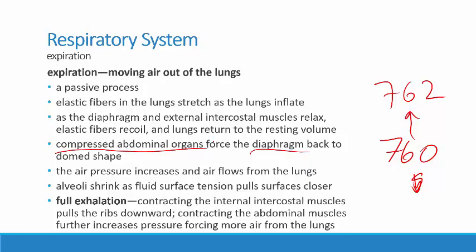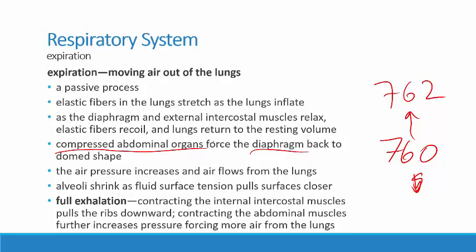The alveoli inside the lungs will also shrink. Surface tension of the water will pull the alveoli closed a little bit more, and that even forces the air out of the alveoli back into the respiratory passageways. The increasing air pressure in the lungs forces all that air up out of the lungs and back into the atmosphere.